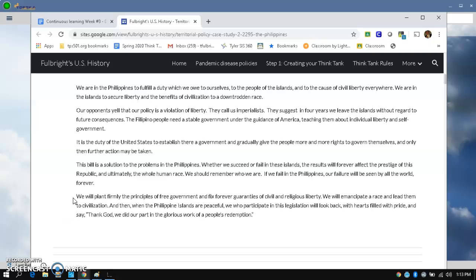"We will plant firmly the principles of free government and fix forever guarantees of civil and religious liberty. We will emancipate a race and lead them to civilization. And then, when the Philippine Islands are peaceful, we who participate in this legislation will look back with hearts filled with pride and say, 'Thank God we did our part in the glorious work of a people's redemption.' We need to help the Philippines because it makes us look good."